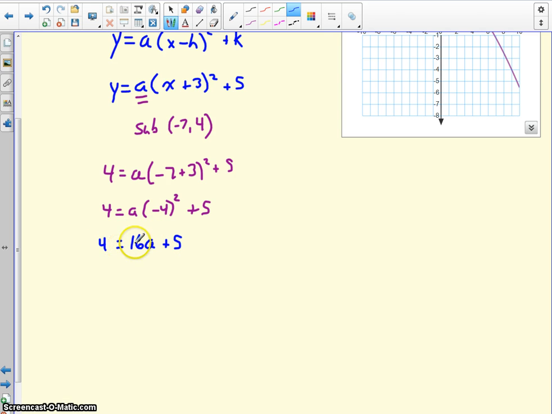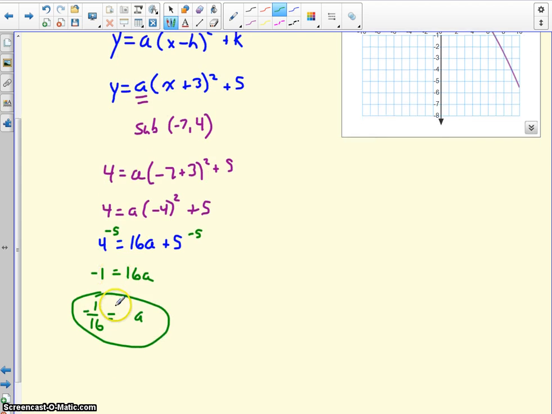So the kind of algebra mistakes I often see a lot: for some reason, I often see people here try to add 16 and 5 together. And you can't do that because they're not like terms, right? 16 is multiplied by a, 5 is not. So our approach here is to subtract 5 from both sides of the equation. So I have negative 1 equals 16a, and then divide both sides of the equation by 16. So then I wind up with a equals negative 1 over 16.